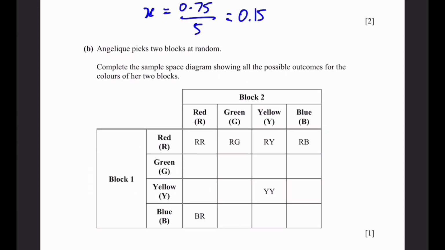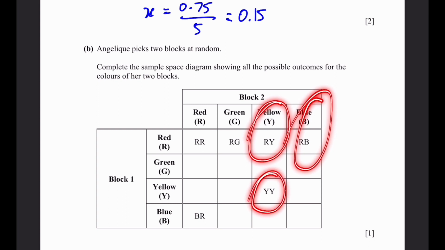B. Angelique picks 2 blocks at random. Complete the sample space diagram showing all the possible outcomes for the colors of our 2 blocks. We have red, that means RR, because red is represented as R. Green is represented as G, yellow as Y, blue as B. That's why we have BR over here, because block 1 is above block 2. Next is RG, RY, RB, and YY over here.